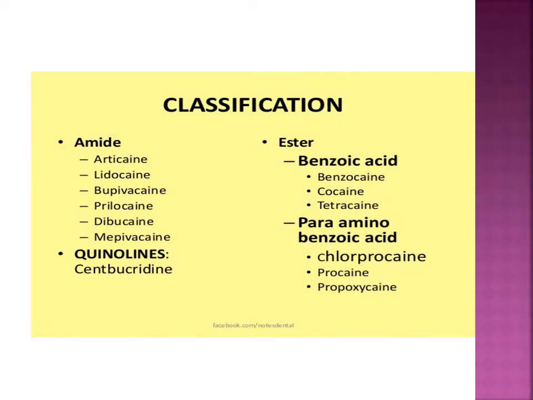Pharmacological classification of local anesthetics. Local anesthetics contain two groups, amide group and ester group. Amide group local anesthetics are lidocaine, bupivacaine, prilocaine, dibucaine, mepivacaine. And ester group local anesthetics are benzoic acid, benzocaine, cocaine, tetracaine, and para-amino benzoic acid.